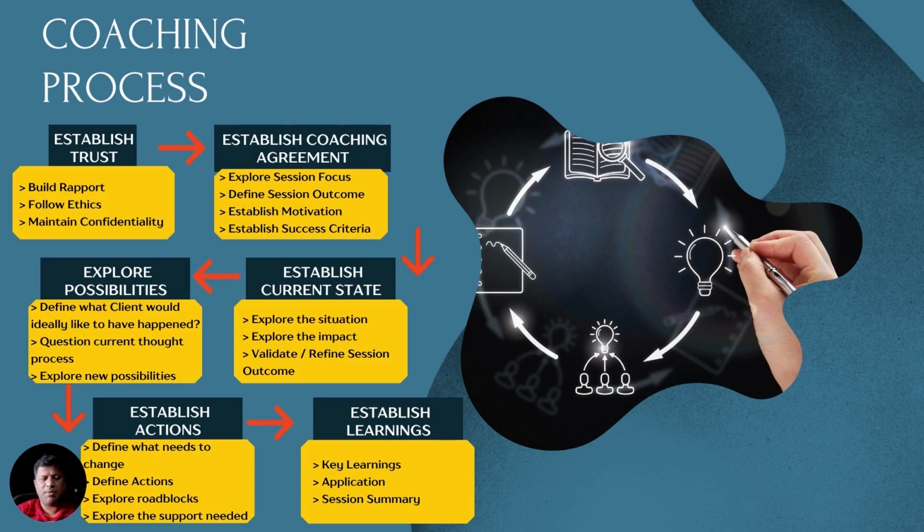So you start with establishing coaching agreement, means you initially start with building rapport, first addressing and familiarizing yourself again with the client, how things have progressed from last time you met them, if it's a continuing conversation, establishing coaching agreement, exploring possibilities, establishing current state, exploring possibilities, establishing actions, and establishing learnings. That is the overall coaching process that we look at for any conversation with anyone, whether it is an individual one-on-one coaching or it is a team coaching.